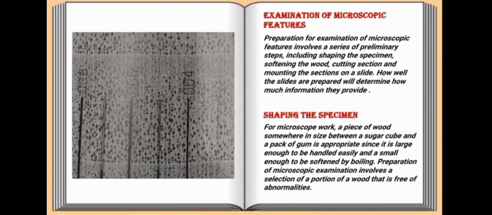And the next is the examination of microscopic features. Preparation for examination of microscopic features involves a series of preliminary steps, including shaping the specimen, softening the wood, cutting a section, and mounting the section on a slide. How well the slides are prepared will determine how much information they provide.